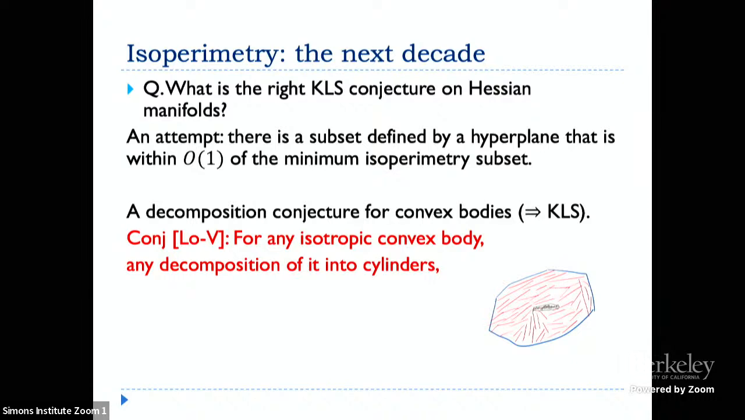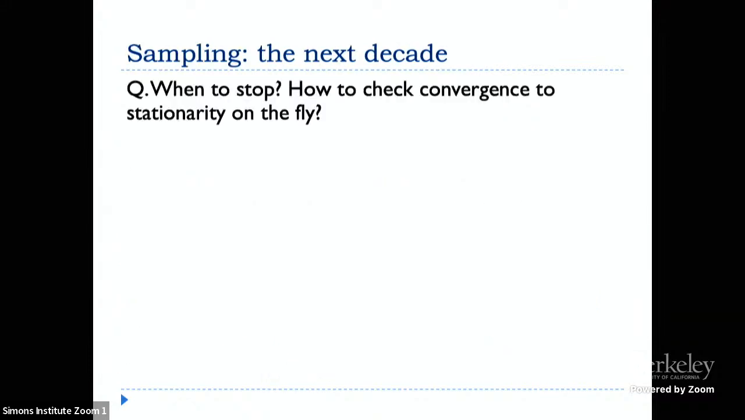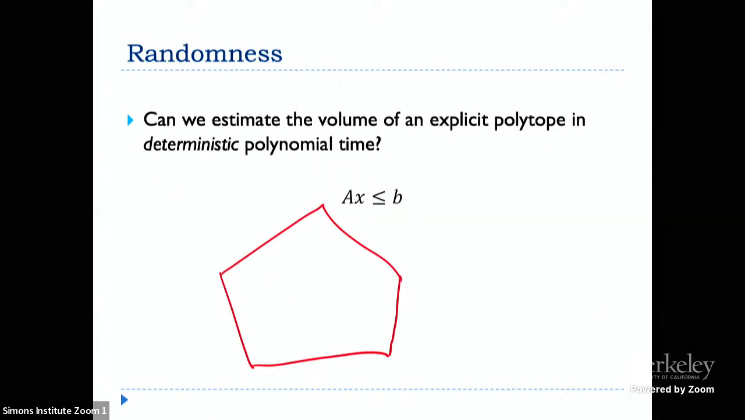It's just something that has a small cross section and one axis, any convex cross section. A constant fraction of the cylinders must be short. So it's not possible to take a convex body and break it up into cylinders so that most of them are long. You must have a constant fraction, and that implies KLS. Okay, I'll stop here. There's a bunch of nice questions one can ask about what to do, but maybe this is my favorite. Do you even need randomness to estimate the volume of an explicit polytope?